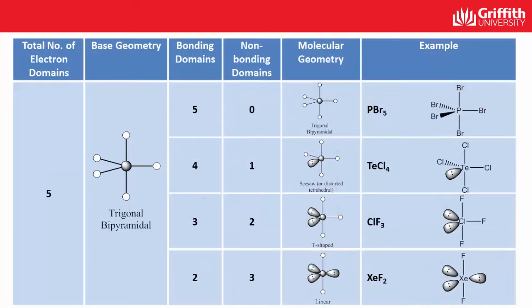In the case of 5 electron domains surrounding a central atom, this table shows that there are 4 possible molecular geometries. Trigonal bipyramidal, where there are 5 bonding domains and 0 non-bonding domains. The seesaw or distorted tetrahedral shape, when we have 4 bonding domains and 1 non-bonding domain. The T-shape, when we have 3 bonding domains and 2 non-bonding domains. Or a linear shape, when we have 2 bonding domains and 3 non-bonding domains.